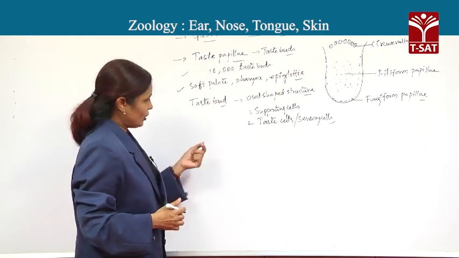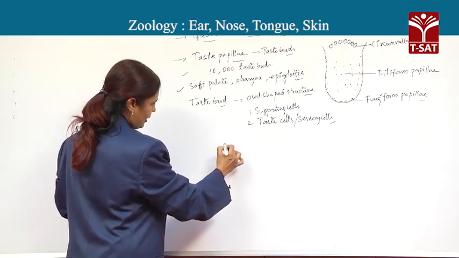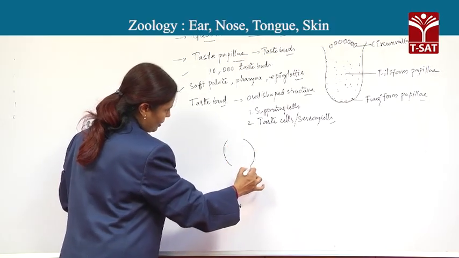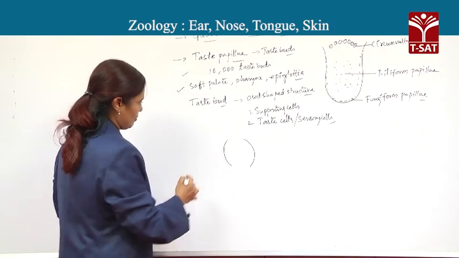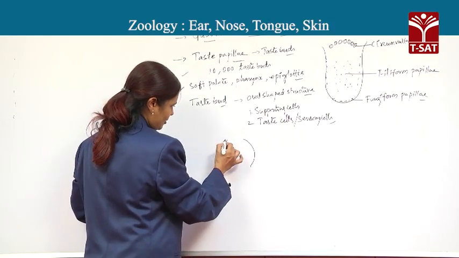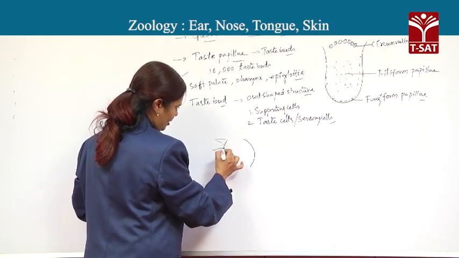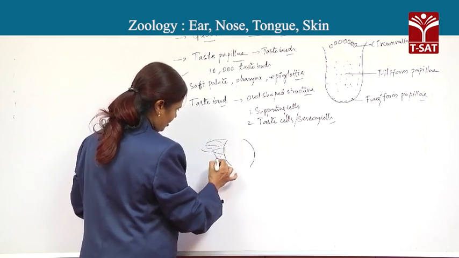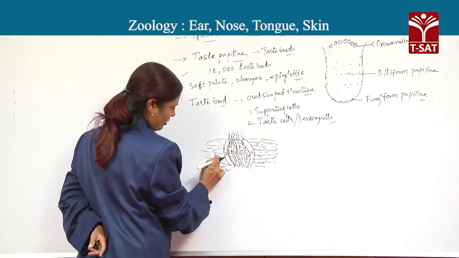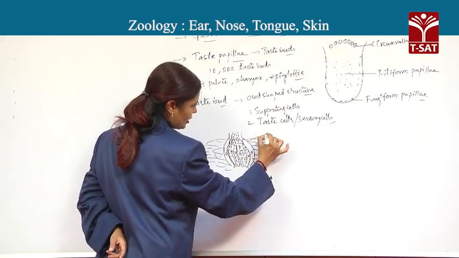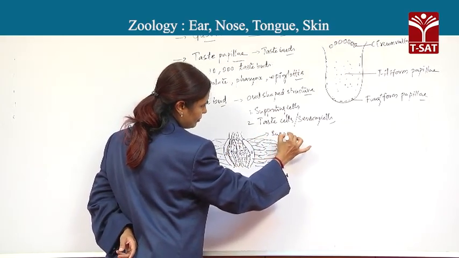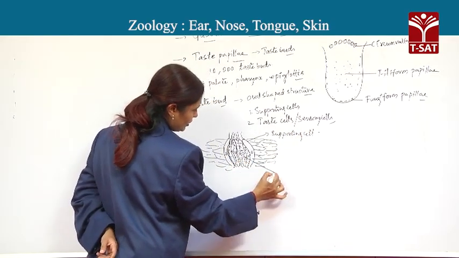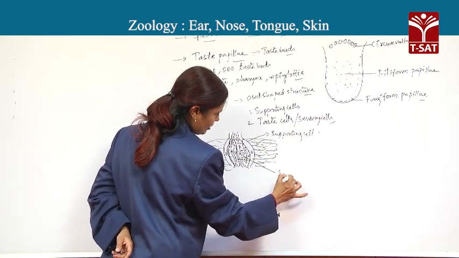Now, let us look at the structure of a taste bud. An oval shaped structure. The basic capsule of the taste bud is made of epithelial cells, modified epithelial cells. You are calling these epithelial cells actually supporting cells. Let us say this is a supporting cell and these are sensory cells.